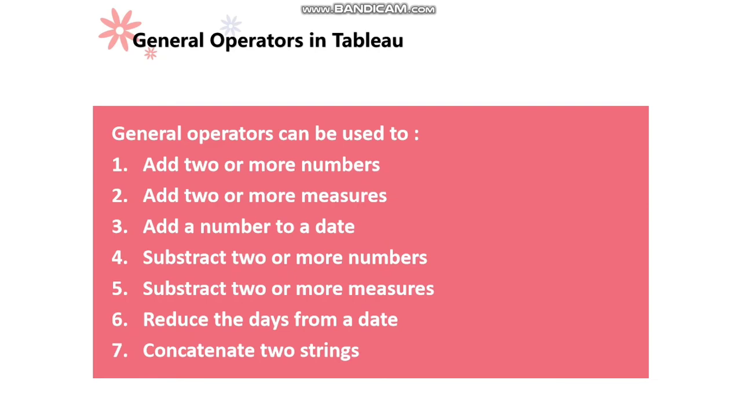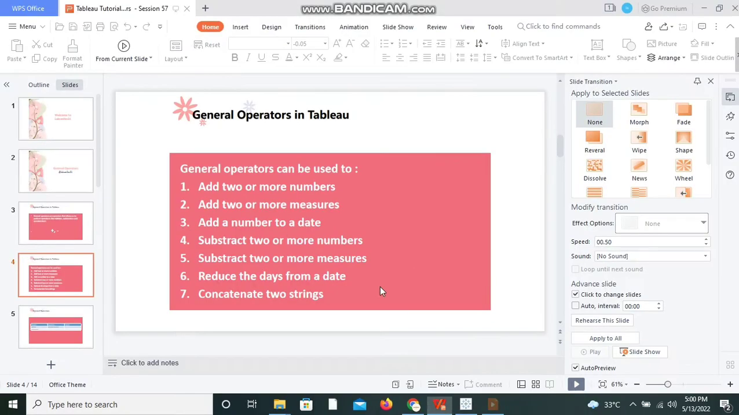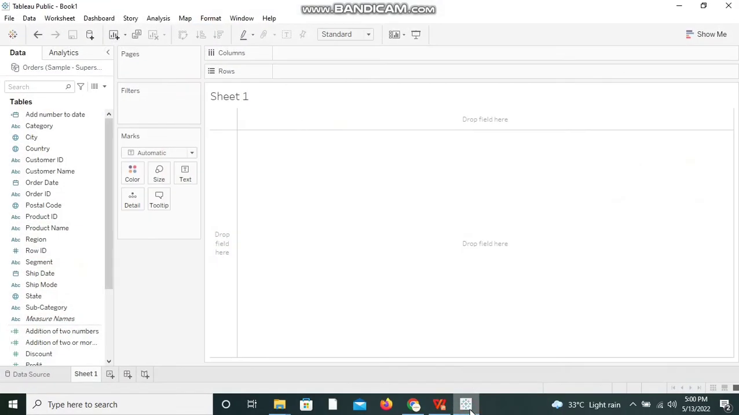Now we have covered four applications of general operators. Those are adding two or more numbers, add two or more measures, subtract two or more numbers, and subtract two or more measures. Now let's see how to add a number to a date and how to subtract a number from a date. Let me open Tableau Public application and show you how to add a number to a date.